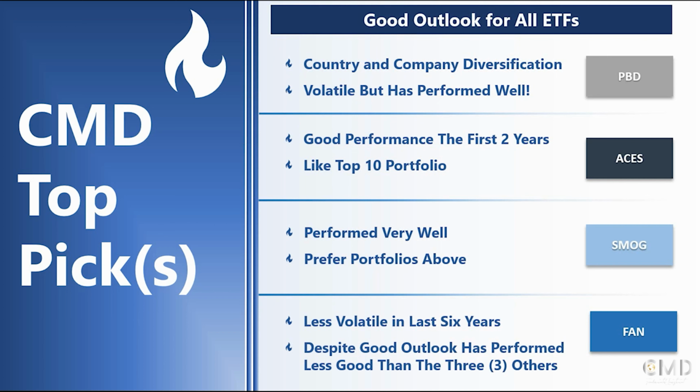And finally, FAN. It has definitely been less volatile in the last 6 years. However, despite the good outlook, it has performed less well than the 3 others that we have covered. And in general, we are just a bit more interested in getting a bit of diversification in terms of different sectors, and FAN is only focused on the wind industry.